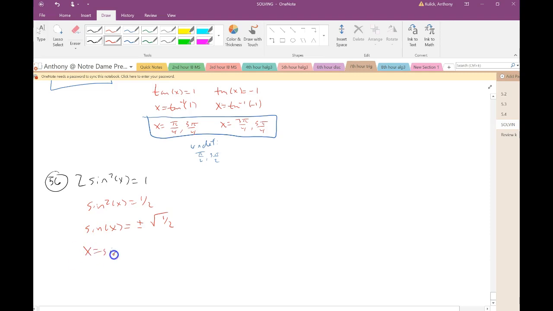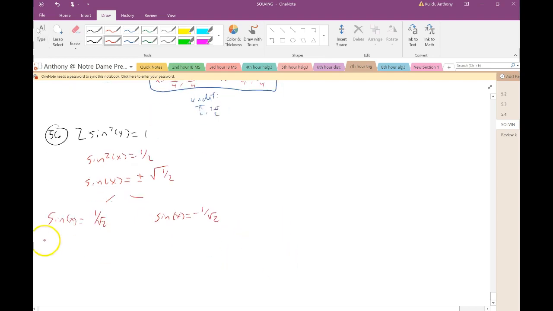So if I do sine inverse of both sides, I have to break this into 2, right? So the square root of 1 is 1. And remember that 1 over the square root of 2 is the same thing as square root of 2 over 2. Right, we just addressed that a moment ago. And I notice both of those are unit circle values. So this happens at pi over 4 and 3 pi over 4. This happens at 5 pi over 4 and 7 pi over 4. And those are my answers there.